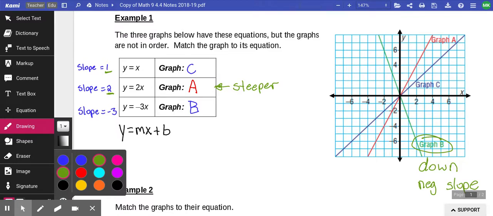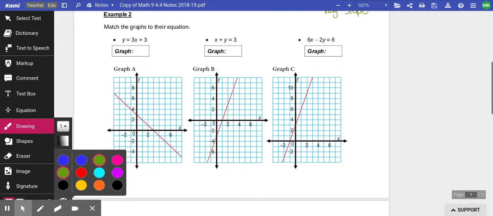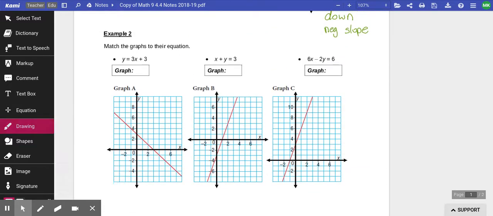Good stuff. Let's try another one. Okay, we have 3 questions here. We want to match these graphs to the lines. The only way we can do that is if our graphs are in slope-intercept form. That means y is by itself. If you look at the first equation, y is by itself. Y equals 3x plus 3.